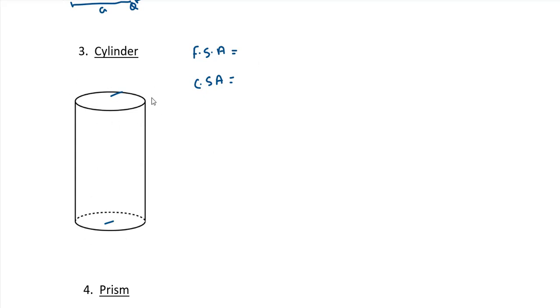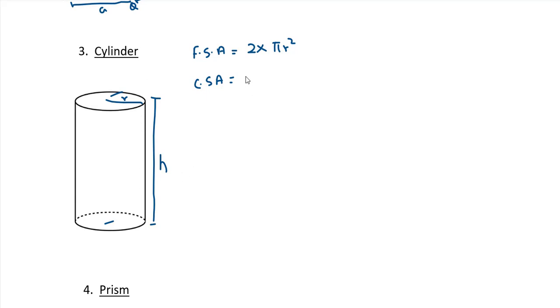So let's say H is the height of this cylinder and R is the radius of this cylinder, so the flat surface area will be nothing but the area of this circle 2 times, because at the top also we have a circle and at the bottom also we have a circle. So 2 times the area of this circle, which will be pi r square. And in case of curved surface area, all you have to do is take the perimeter of the base and multiply it with the height. This will give us the curved surface area.